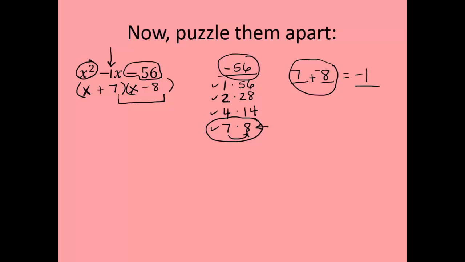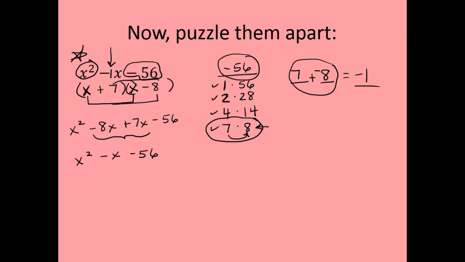Okay, if you want to check it, let's do the multiplication real quick. Remember, everything times everything. So x times x gives me x squared. x times negative 8 is negative 8x. Then 7 times everything. So 7 times x is 7x, and 7 times negative 8 is negative 56. If you combine the like terms, you get negative x for the middle term. Is that the original problem? Yes, it is. So this is correct.